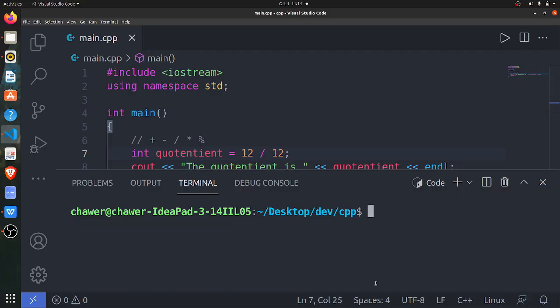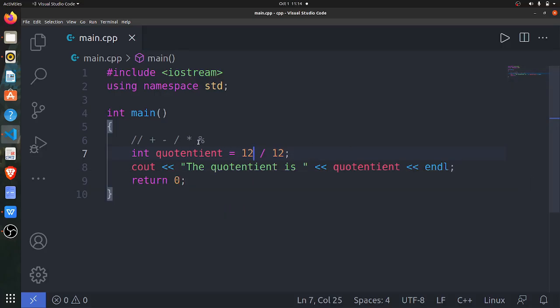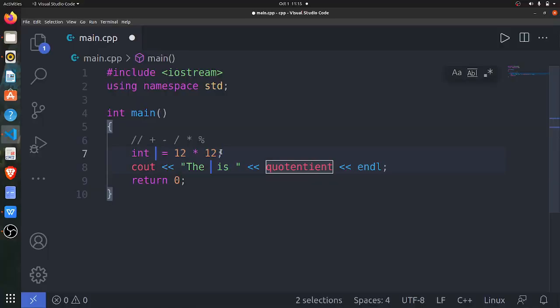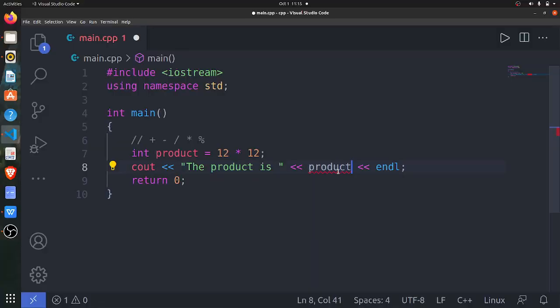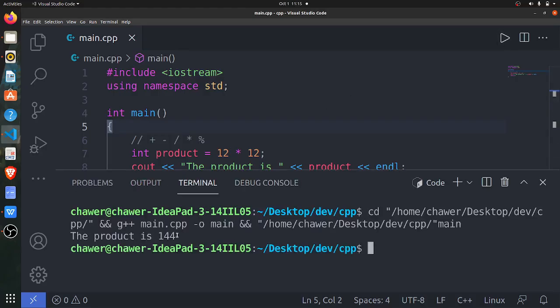Another arithmetic symbol you might already have thought of is multiplication. If you have used Excel at some point, you will know that this means multiplication. The result after multiplication is known as a product. So I'll just say the product, and I'll copy this and put it here. The product is 12 times 12, which I think is 144. So if we multiply this, it says 144.